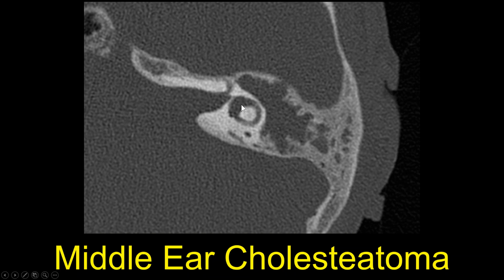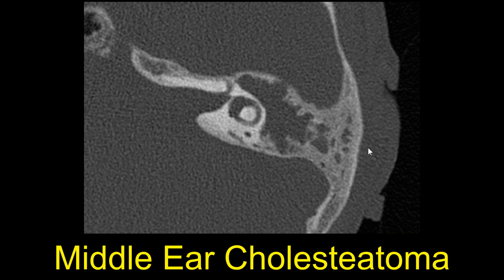In this axial CT, we see that we're at the level of the vestibule and the lateral semicircular canal. We're at the level of the labyrinthine or fallopian segment of the facial nerve. But when we're at the level of the vestibule and lateral semicircular canal, we should be near the level of the ice cream cone. We should see the ossicles. So in this case, we have a cholesteatoma that has destroyed the ossicles and the middle ear cavity itself.